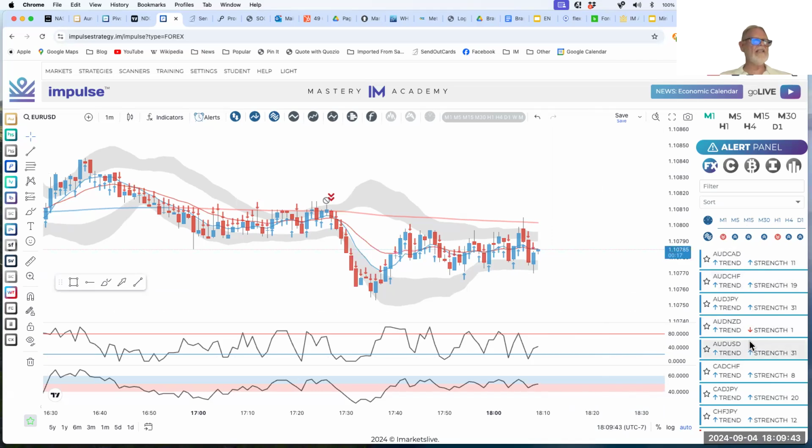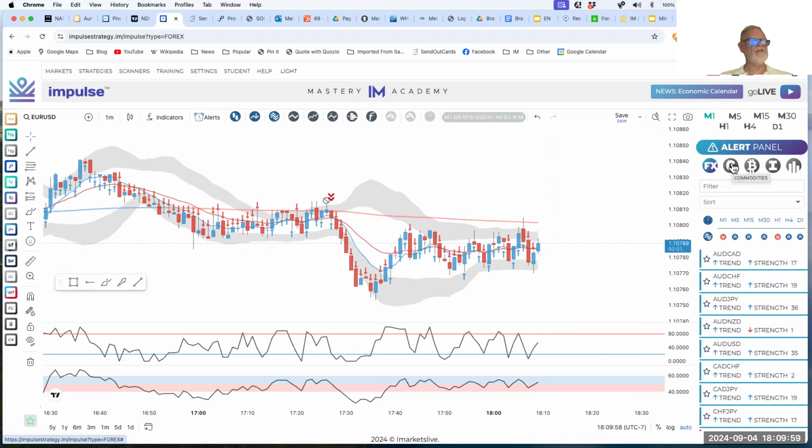On the right-hand side, this is your alert panel. Very, very important. It shows you the 1 minute up to the daily. At the top of the alert panel, it will show you the different instrument categories that we can trade in. This is foreign exchange, Forex.